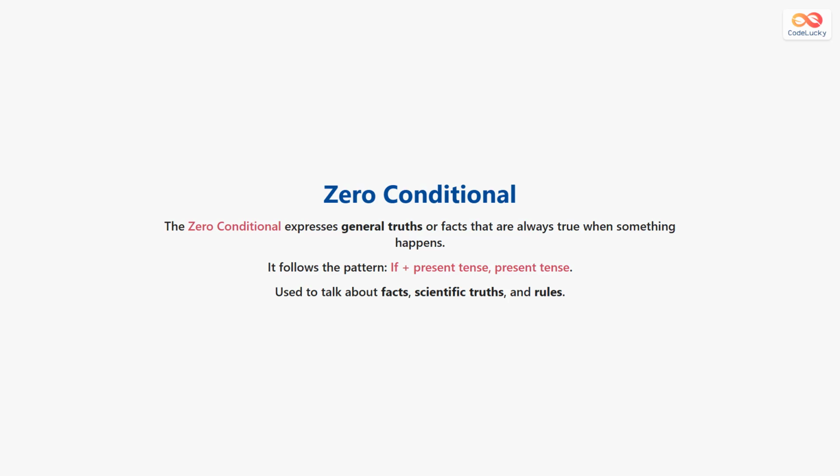The zero conditional is used to express general truths or facts that are always true. It follows a simple pattern: if plus present tense, present tense. For example, if you heat ice, it melts. We use it to talk about things like scientific facts, rules, or habits that are always true.